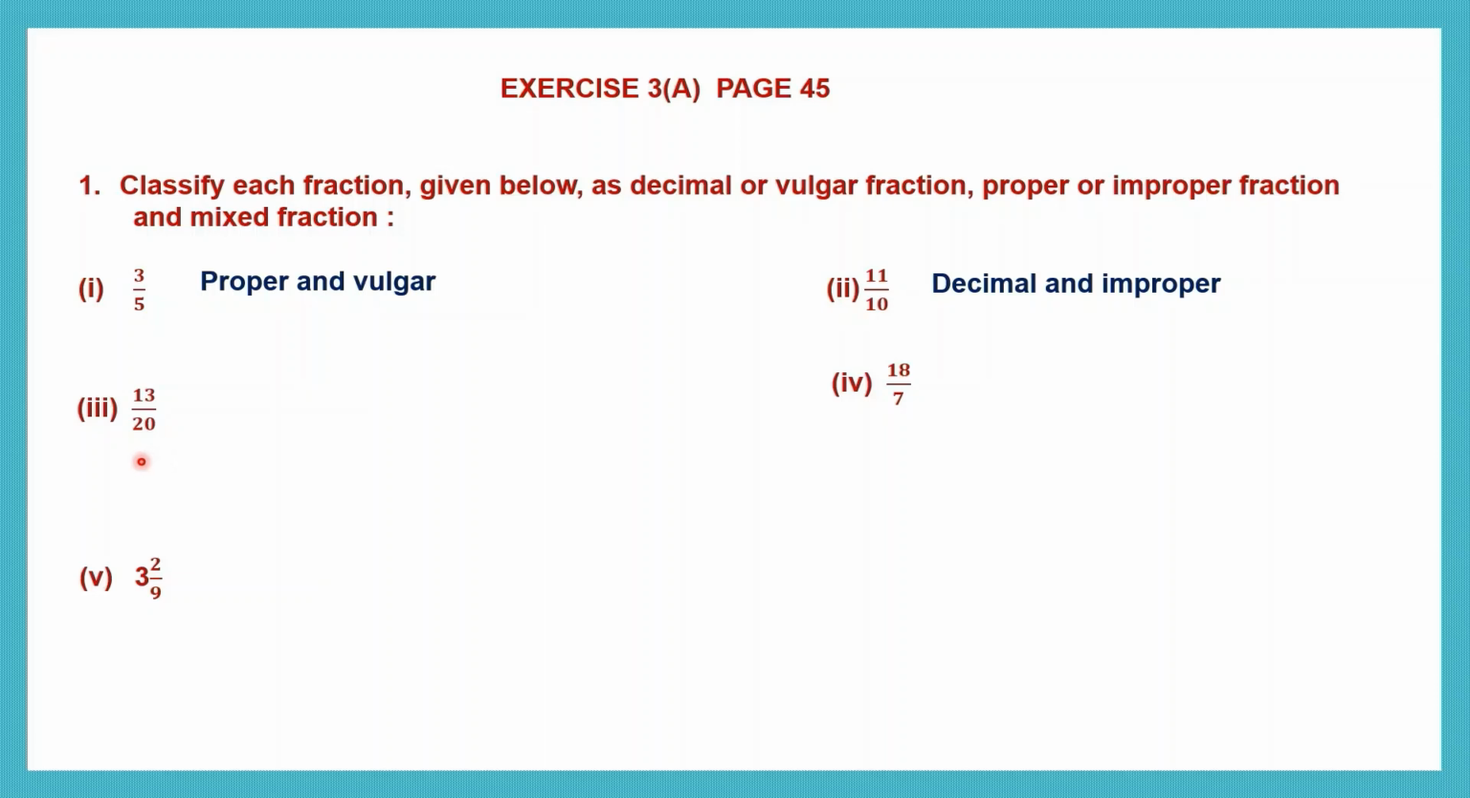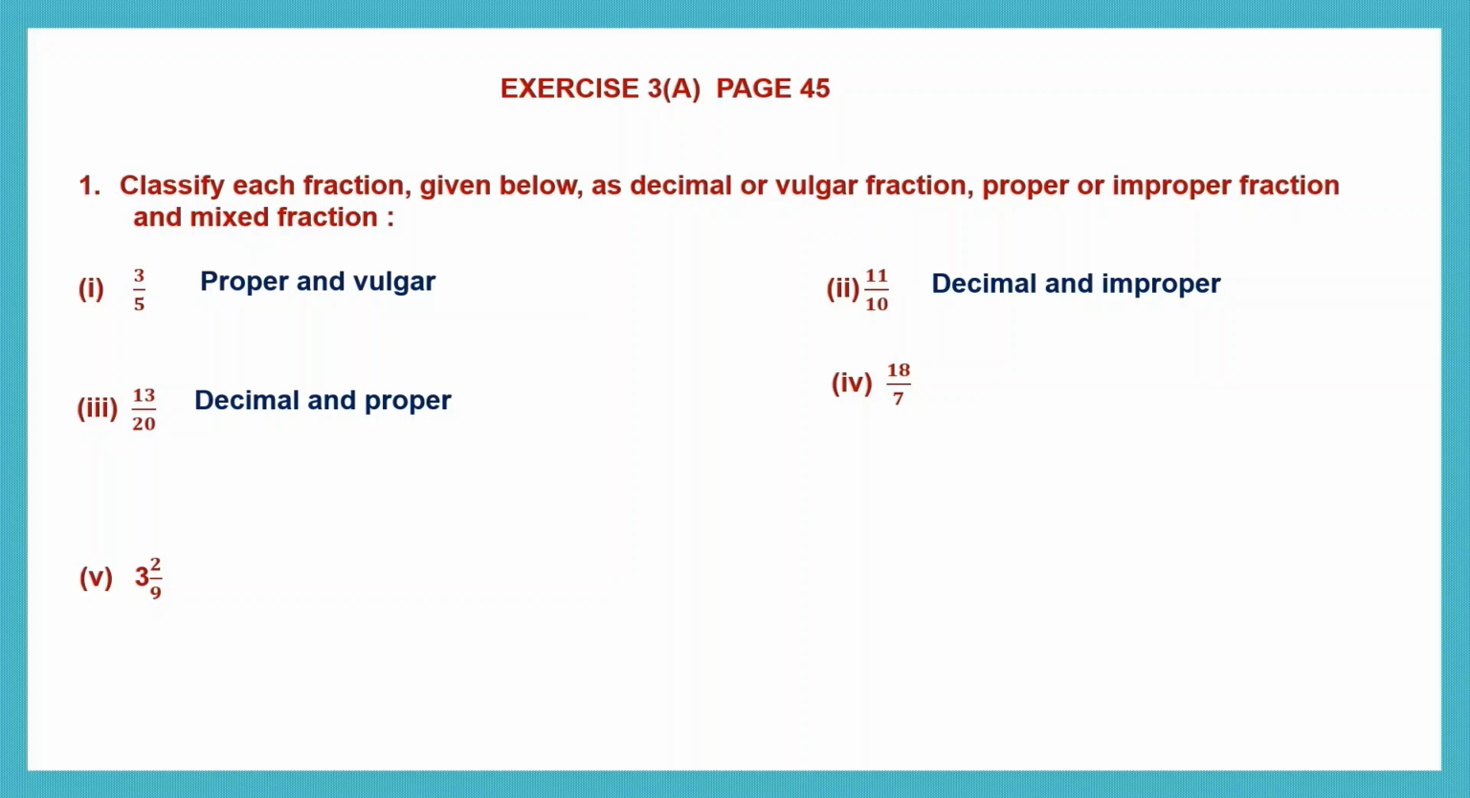Next one, 13 by 20. Now this is a decimal fraction and a proper fraction. How is it a decimal fraction? The denominator is not 10 or a higher power of 10, it's 20. Now, like I explained earlier, if you have a denominator which can be converted into 10 or a higher power of 10, it's called a decimal fraction. Now, how do we do this? Let's try this and see.